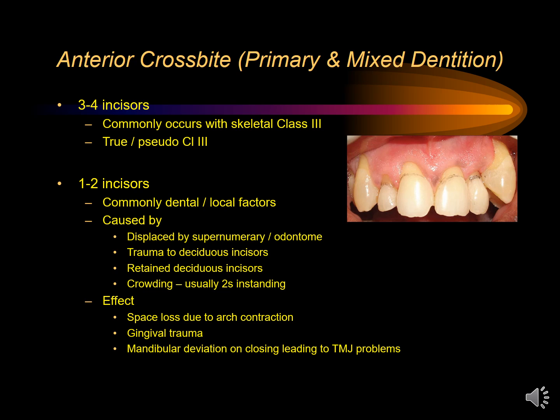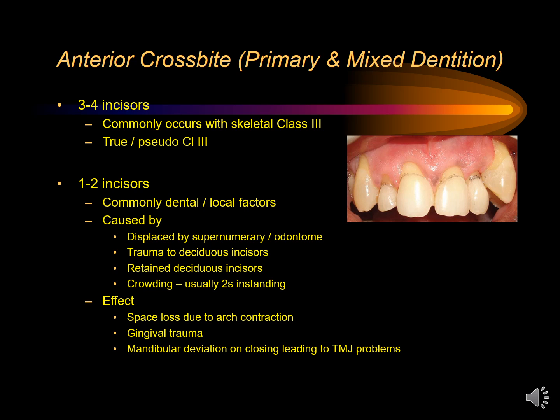Now, what are the factors that can cause these? One is supernumeraries or odontomes, which may displace the permanent teeth and cause them to come into a crossbite relationship. Trauma to deciduous incisors and retained deciduous incisors will delay or displace the permanent successors. Crowding usually affects the lateral incisors because these erupt later than the central incisors.